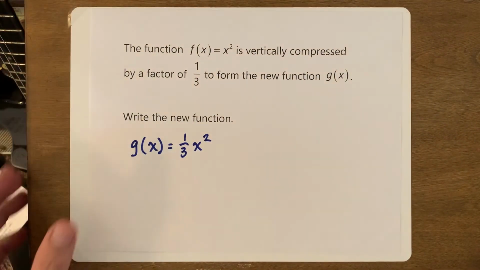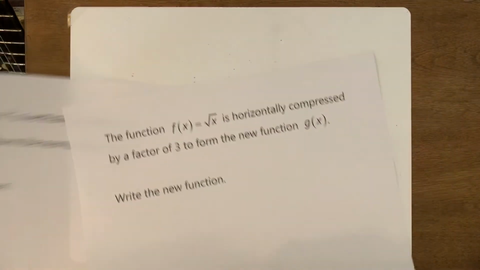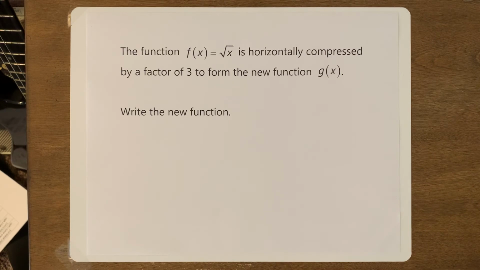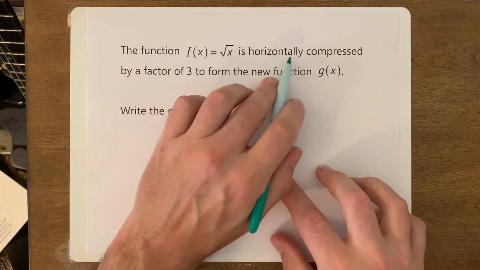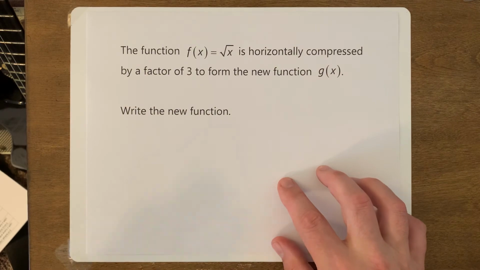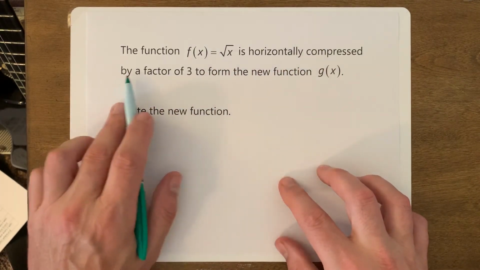Love Desmos. Desmos is free. It's on the internet for free, but on a device, to me, it just works so much better. Okay, so here we go for this one. Let's change colors. The function f of x is equal to square root of x is horizontally compressed by a factor of 3. I want you to look and see what that graph looks like here. So horizontally compressed by a factor of 3.